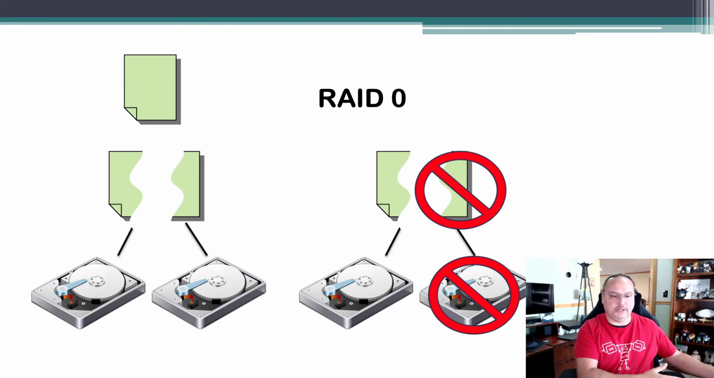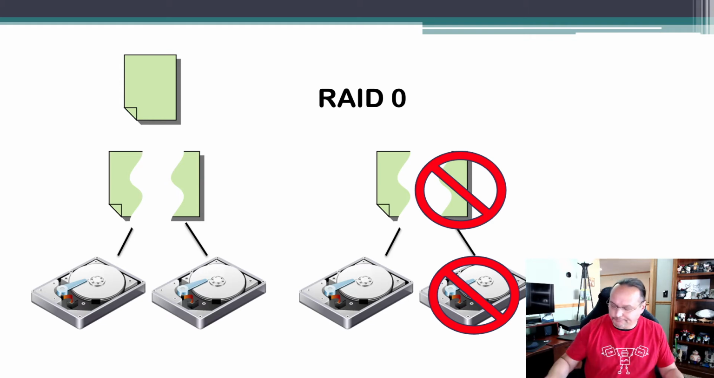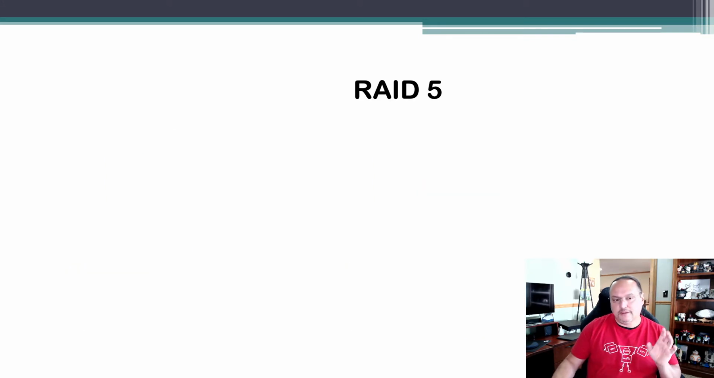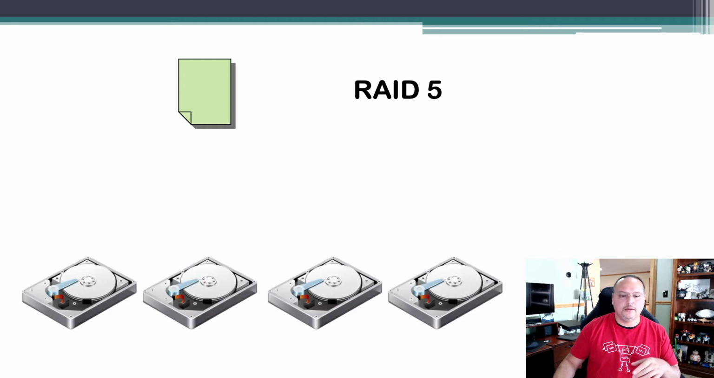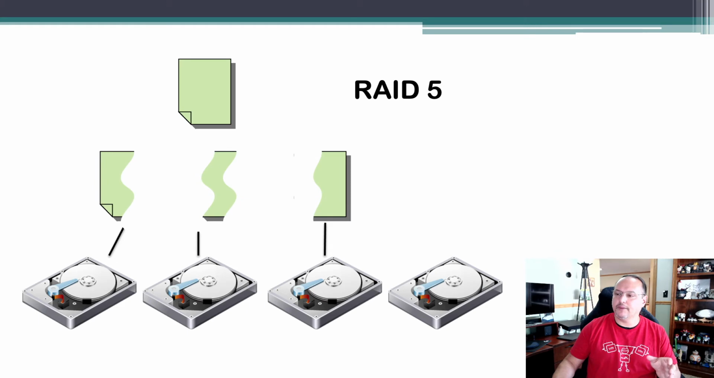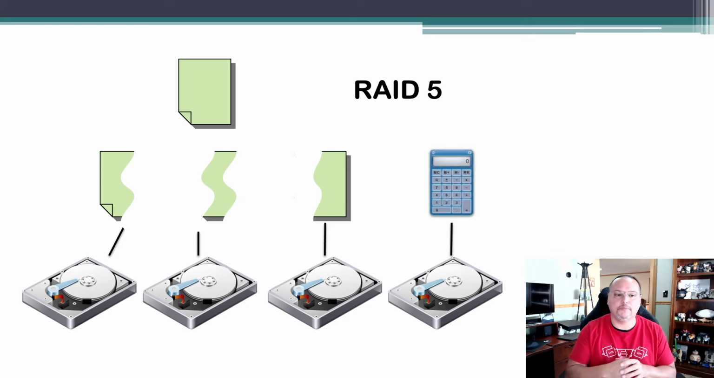RAID 1 gives me the protection, but I lose half the capacity. RAID 0 gives me much better performance, but I have no protection. Definitely an issue. There's one that combines them both, though, and that's kind of the key here, and I want to talk about that. That is RAID 5. Now, you need 3 disks minimum. Typically, you use 4 or more. But what you do is you split the data, and then the last piece is parity.